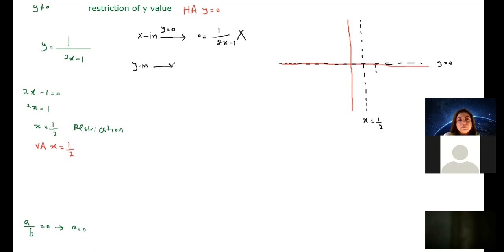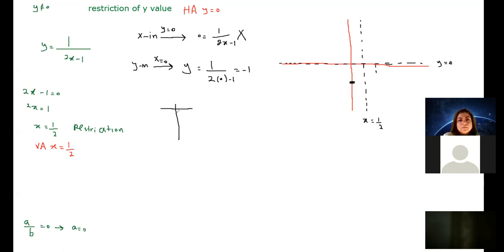For the y-intercept, you put x equal to 0. So y equals 1 over 2 multiplied by 0 minus 1, which is negative 1. So I have that point, y equal to negative 1, which is here. This point is my y-intercept. Okay, I need another point to graph that.